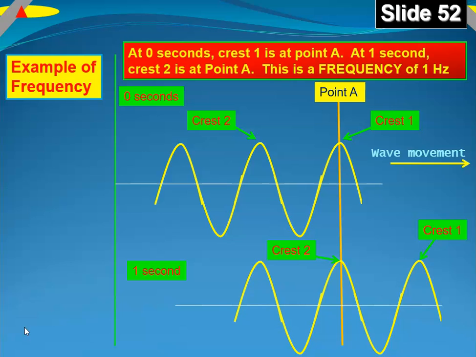What is a cycle? It's a movement through the wave along the yellow line from crest 1 down the wave and back up to crest 2. Or it could be from any point in the wave to the same exact point on the next wave over. But it's always easier to identify the crest, the top of the wave, so from top to top.